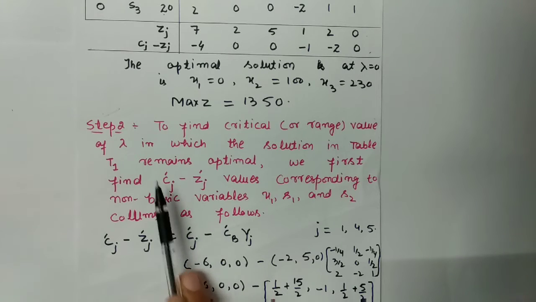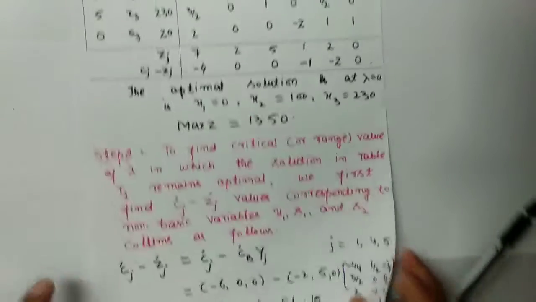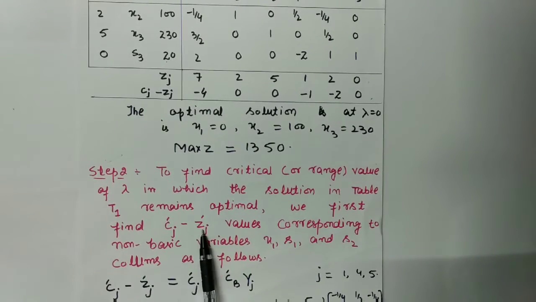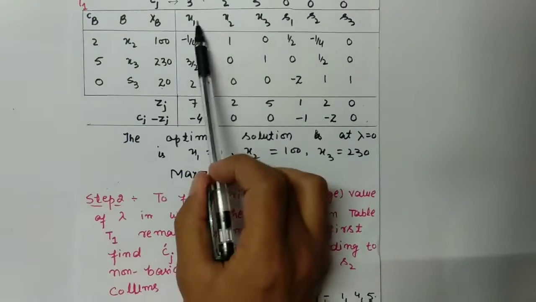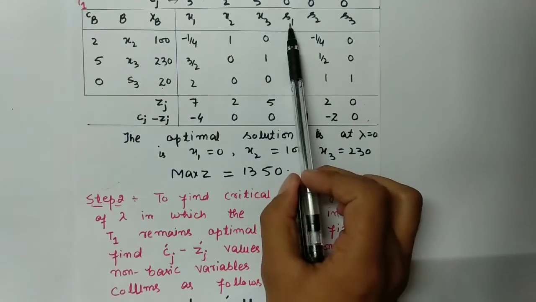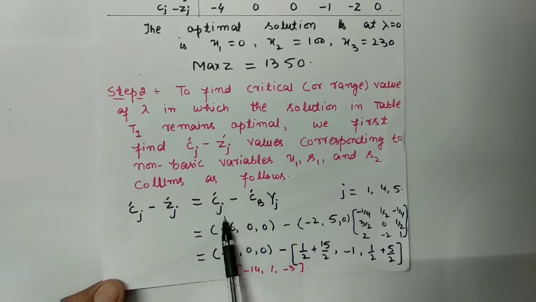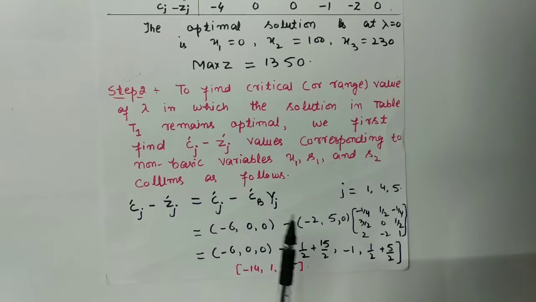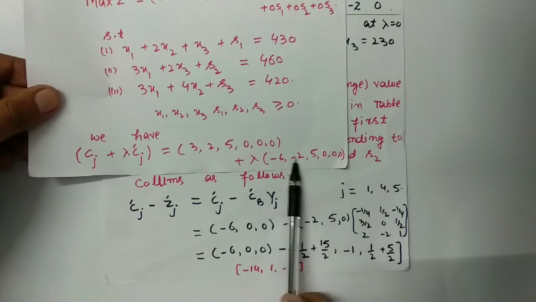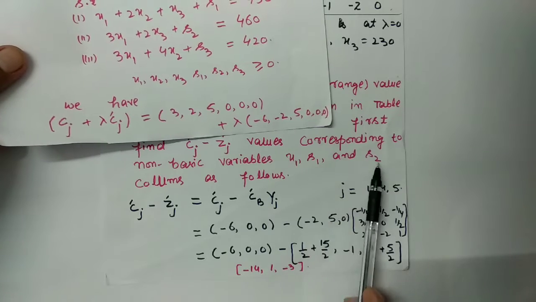First of all, we will find the C dash j minus Z dash j value corresponding to the non-basic variables. We have to find the value of Cj minus Zj only corresponding to the non-basic variables. Here the non-basic variables are x1, s1 and s2. Column Cj minus Zj is equal to C dash j minus C dash b yj. Here is C dash j. Now we have to write only those values which correspond to x1, s1 and s2.